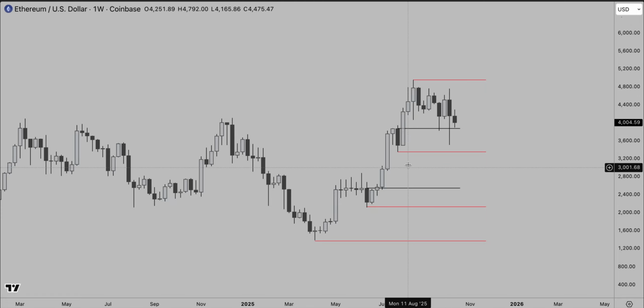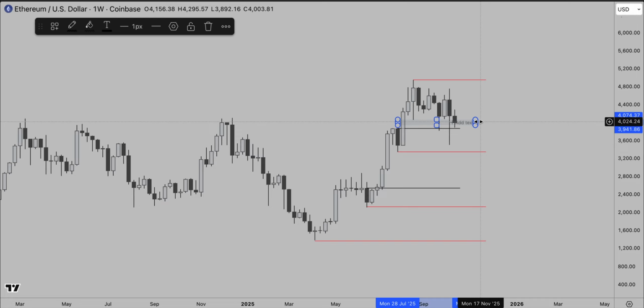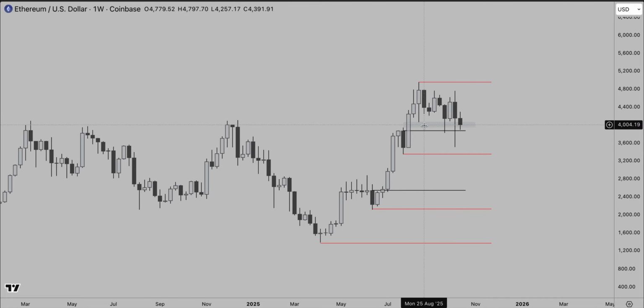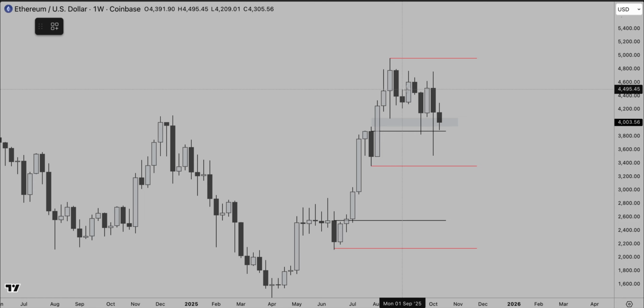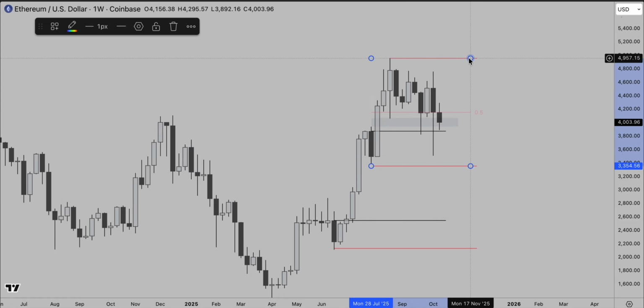So we know we're within this range down here. If we look into this range, the first thing we want to identify is all the key PD arrays. So we marked on the order block, and there's also a fair value gap down here that I've marked on. Now, we want to identify the dealing range. The dealing range is basically your swing lows and your swing highs. So we have a swing low down here and a swing high down here. This is the 50% range.